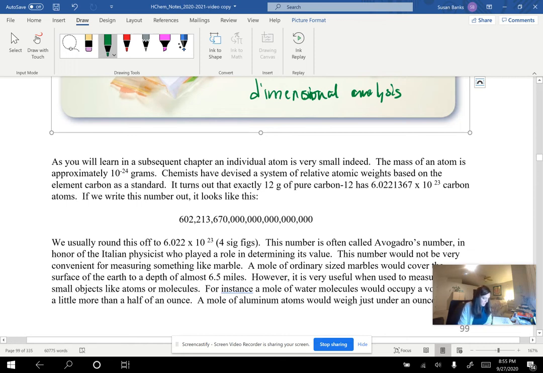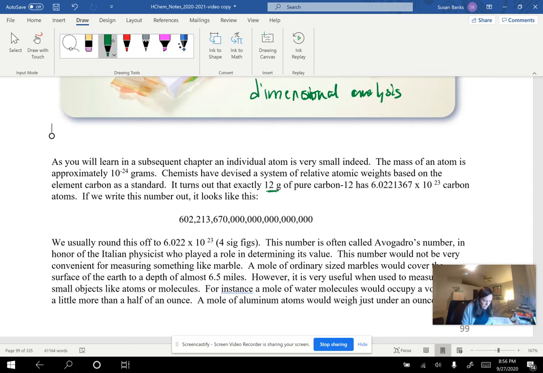As you will learn in a subsequent chapter, an individual atom is very small indeed. The mass of an atom is approximately 10 to the negative 24 grams, something that we really can't measure with our normal equipment. Chemists have devised a system of relative atomic weights based on the element carbon as a standard. It turns out exactly 12 grams of pure carbon-12, remember it has to be the isotope carbon-12, is 6.0221367 times 10 to the 23 carbon atoms.